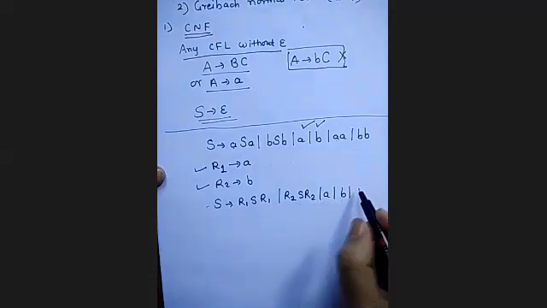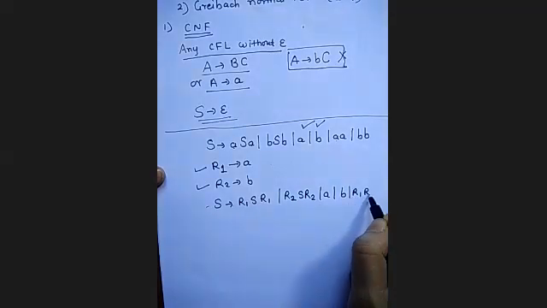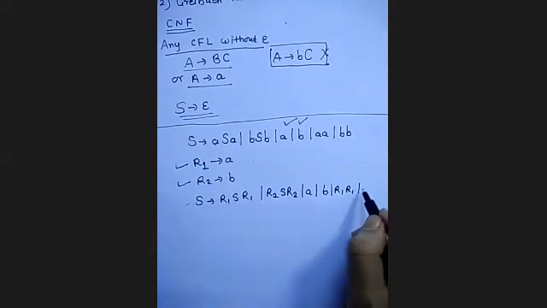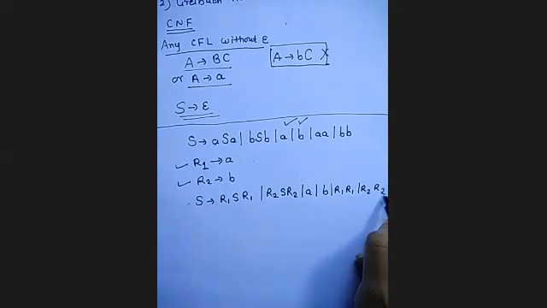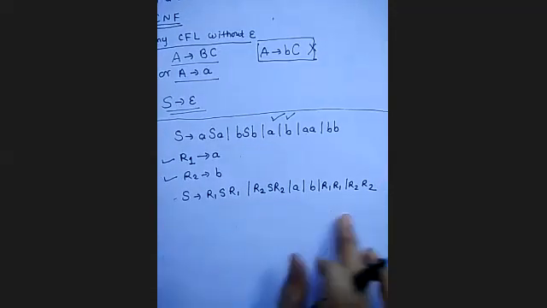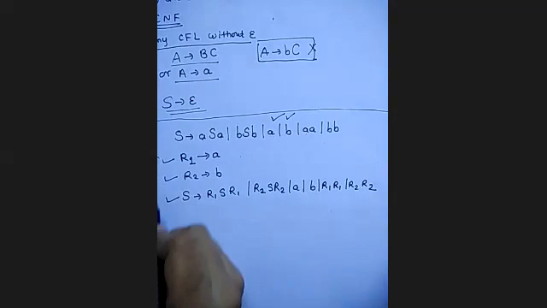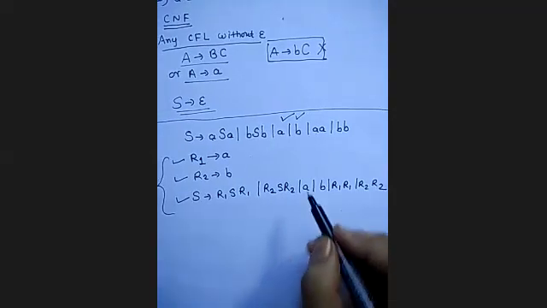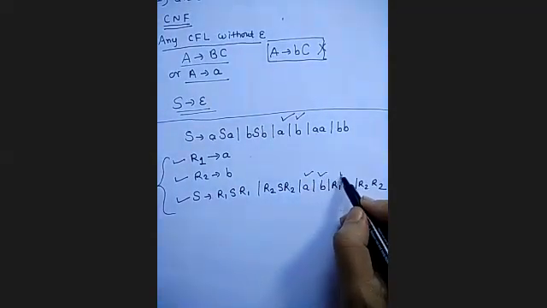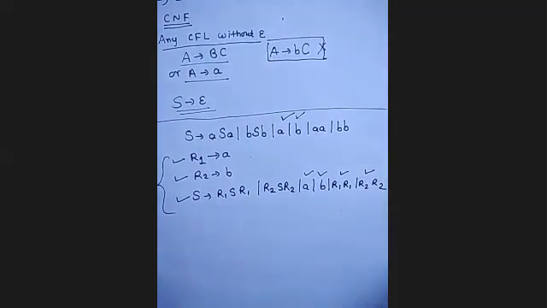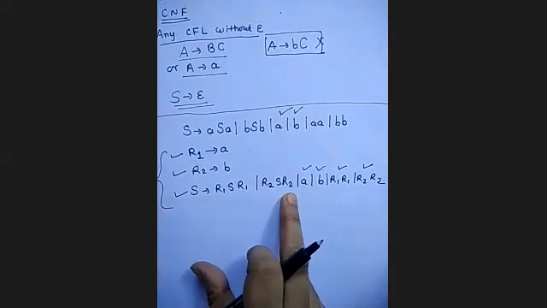Then this AA becomes R1, and this BB is what? R2. So this is now our change. Okay. So what is there now? This is already there. These two we brought into that format. What about these two? Can anybody tell me?